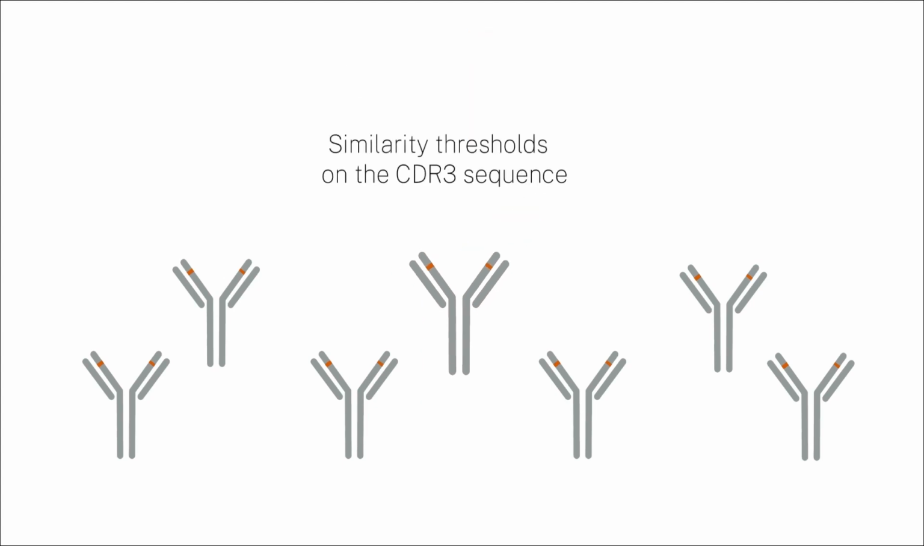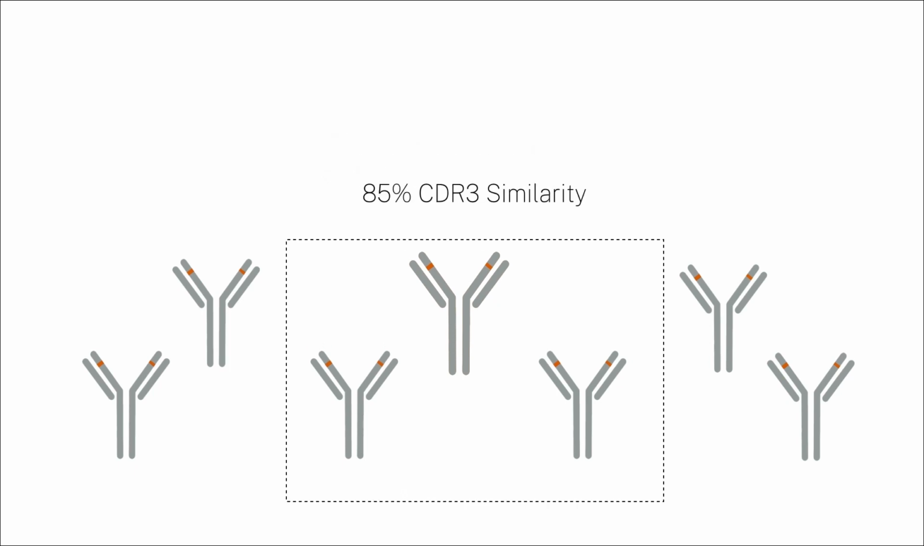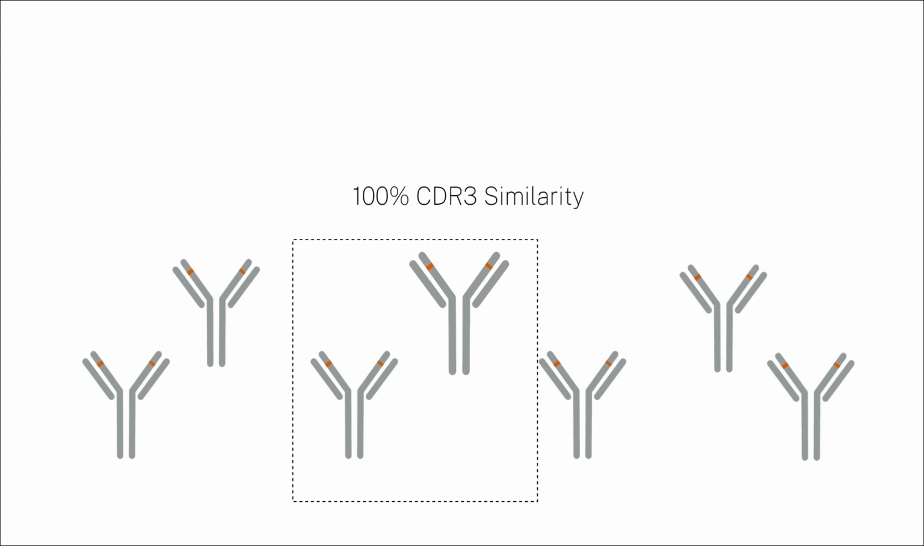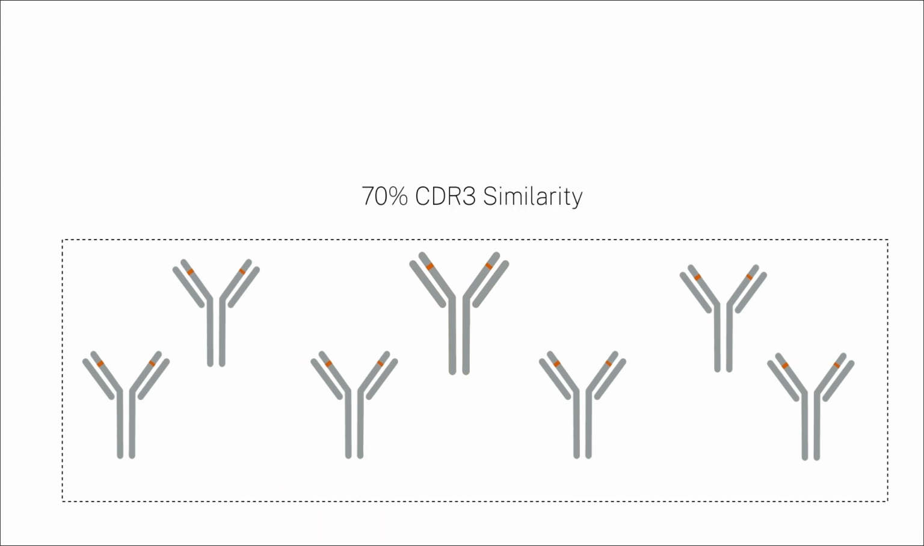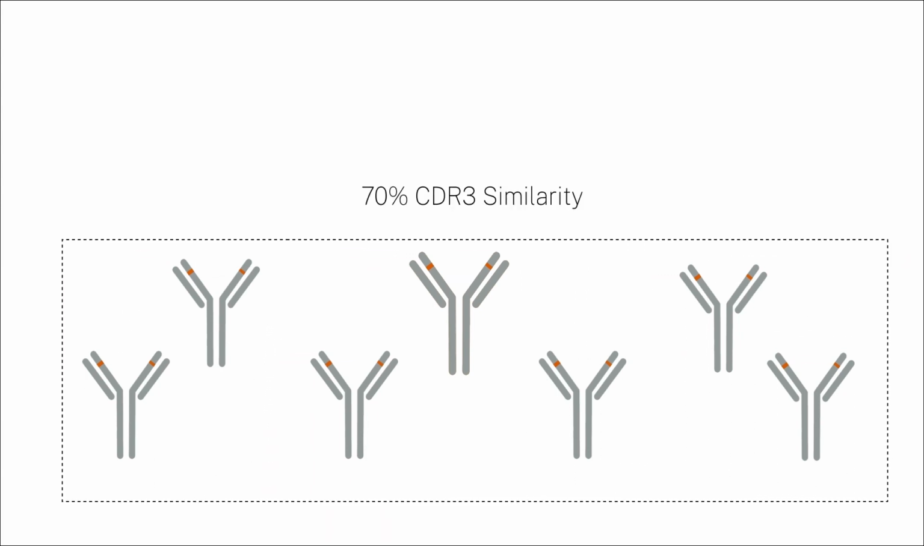There is debate about what similarity thresholds on the CDR3 sequence determine a clonotype. Many immunologists use an 85% similarity threshold to account for somatic hypermutation. However, some researchers consider identical antibody sequences clonotypes, while others consider anything more than 70% similar to be clonotypic.